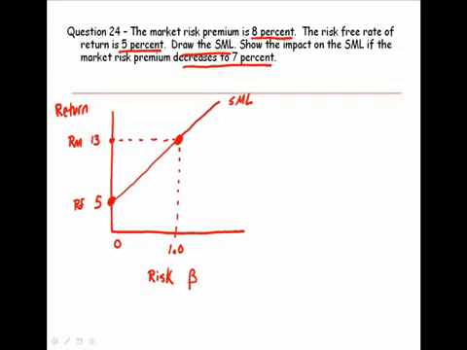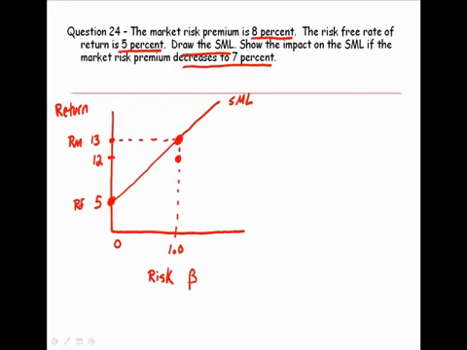All right? Now the question says, show the impact on the SML if the market risk premium were to decrease to 7%. Well, what happens? What if investors no longer required 8% to invest in the market, but only required 7% risk premium? Well, then the market rate of return would fall to 12, wouldn't it? We would have a new market rate of return of 12. And the market return, of course, would correspond to a beta of 1.